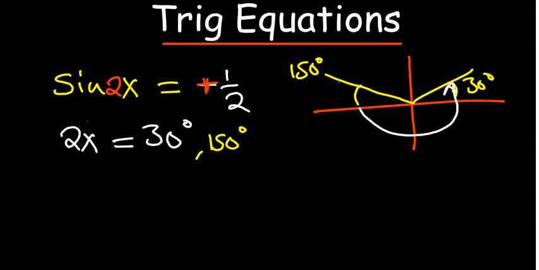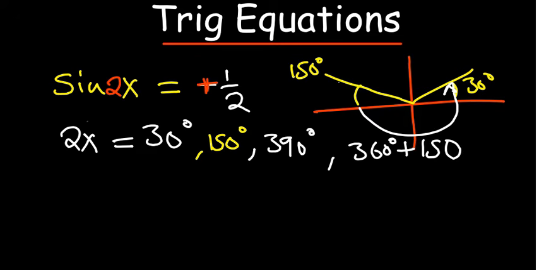So you'd have to add 360 to 30, which is 390. And then you can also add 360 to 150 if you want. Now this applies even if you have a 4x or 6x there. I'm just trying to show that you can even have 6x there. So for the final answer, they'll give you a domain between 0 and 360. So you now begin to divide by 2, by 2, by 2, by 2, by 2.